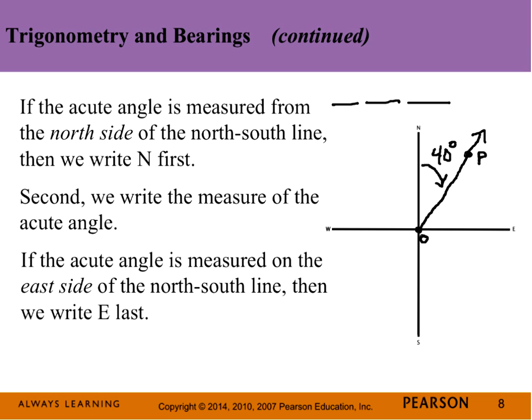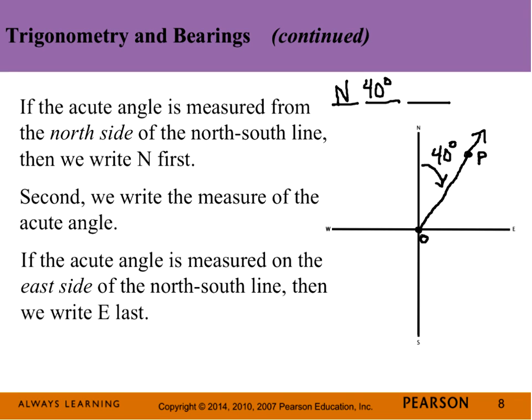So in this case, it's being measured from the north side. It is a 40-degree angle from the north side of the north-south line. So that's the second part. The second part, we write the measurement of the acute angle. The third part is to tell which side, left or right, or east or west of the north-south line the angle is being measured to.